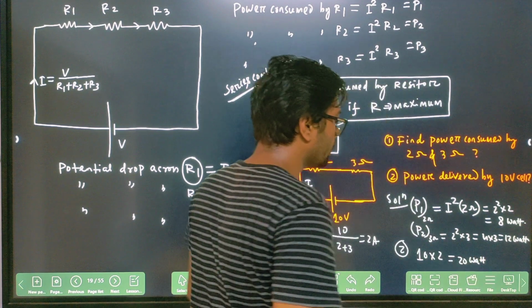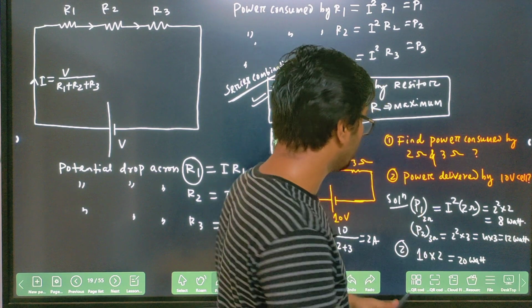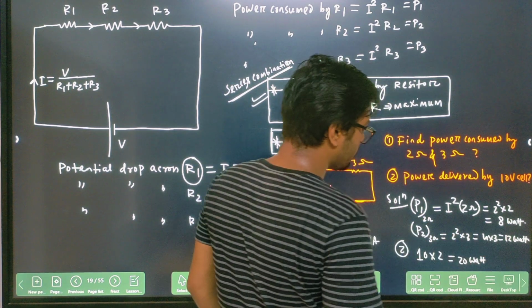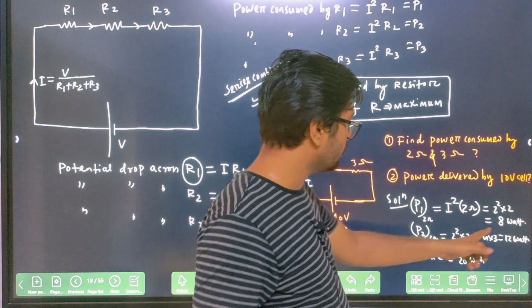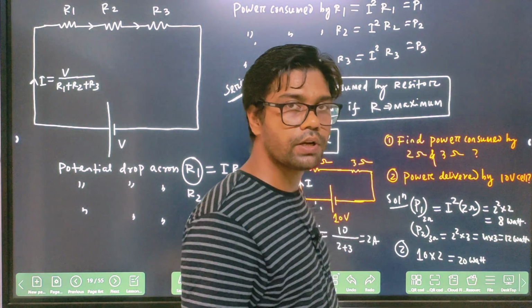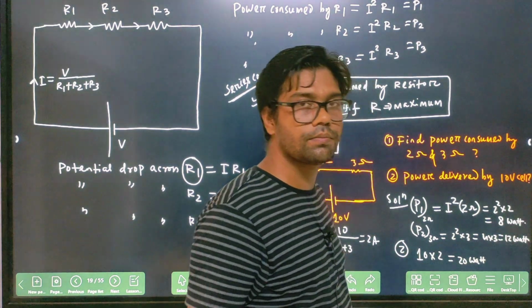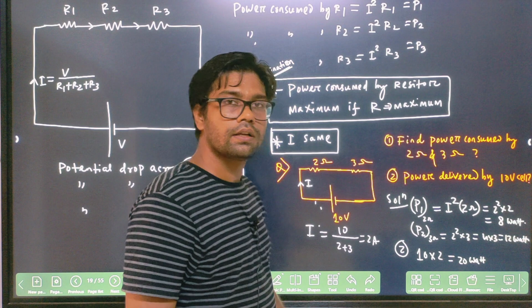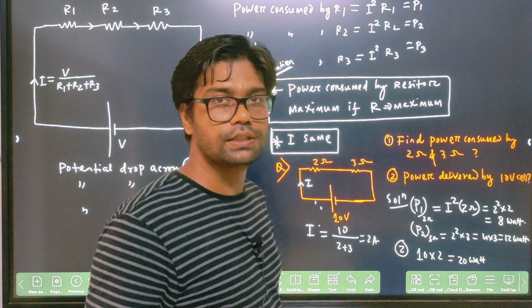You see, power consumed by the 2 ohm resistor is 8 watt, power consumed by the 3 ohm resistor is 12 watt. If you add 12 plus 8, that will be 20 watt, and this cell is giving how much? 20 watt power, right? Power given by this cell is the same as power consumed by these two resistors.